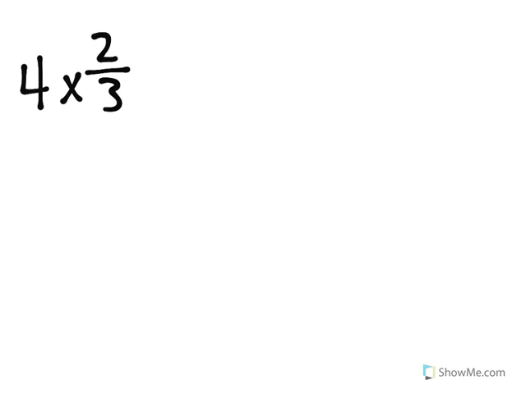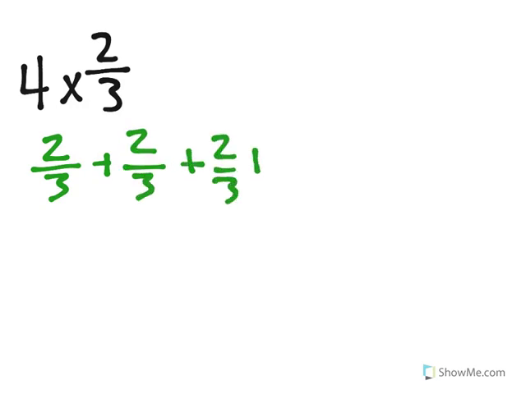So I'm going to show you two ways that you can think about this problem. The first way is you can actually think about it as repeated addition. If I'm saying I have 4 times 2/3, that means that I have 4 groups of 2/3. Or I have 2/3 plus 2/3 plus 2/3 plus 2/3. And if I was to add these together, I would get 8/3.